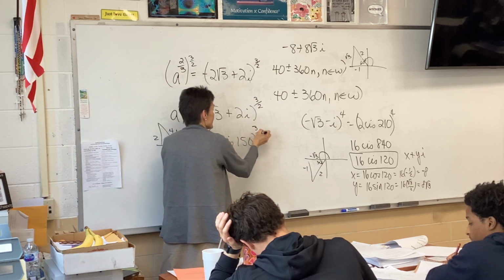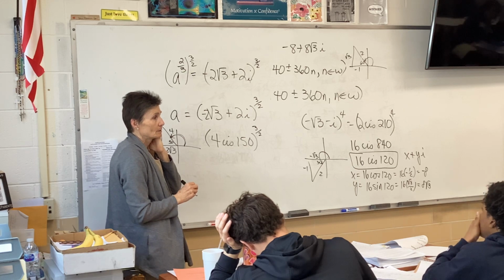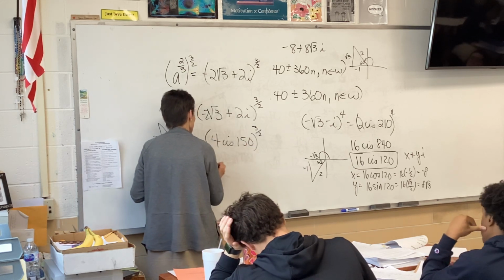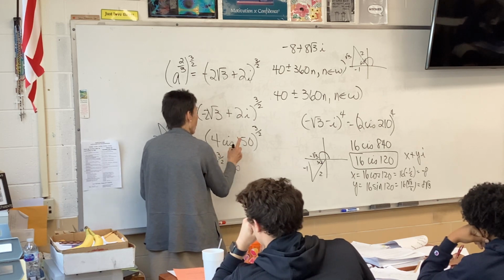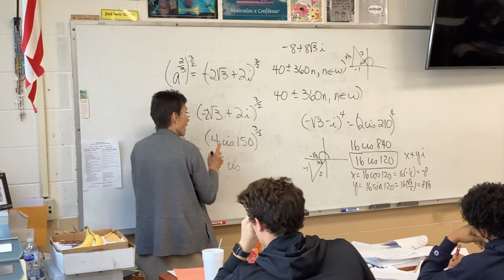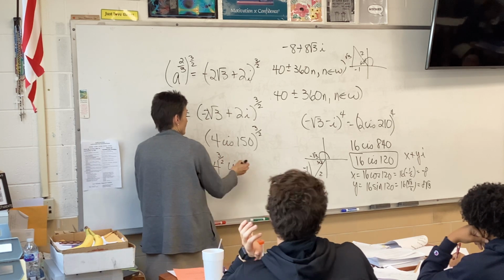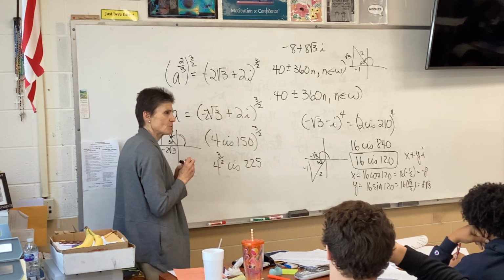And that's what I'm raising to the 3/2 power. Okay, so that's 4 to the 3/2. I'll figure that out in a second. And then 150 times 3/2, which is 225. 75 times 3.